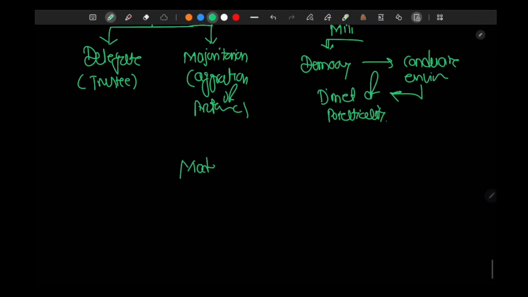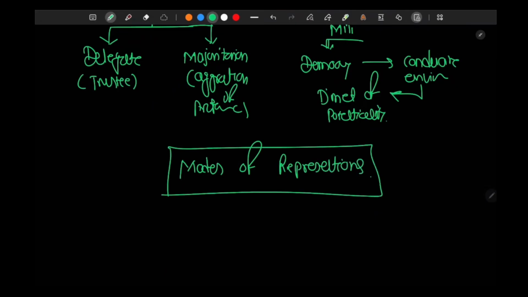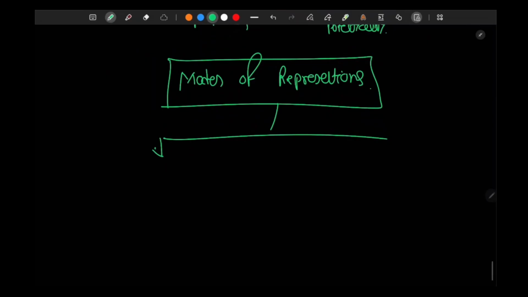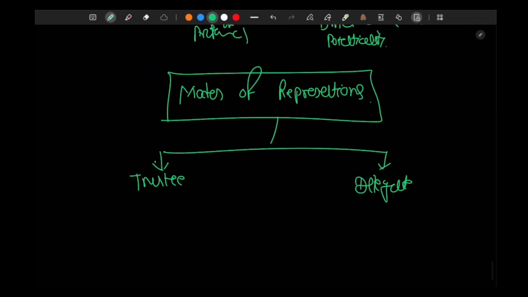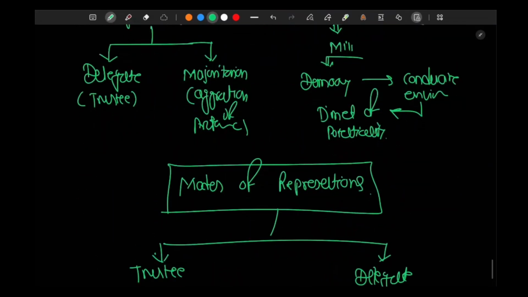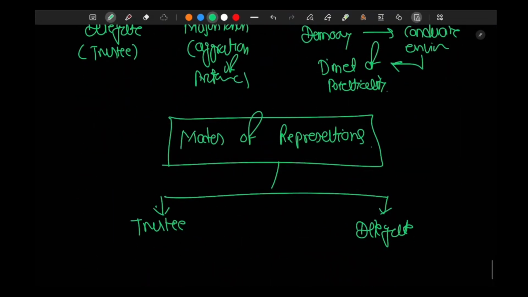Modes of representation, not models of democracy, but modes of representation. There are two modes of representation. First is trustee mode, and second is delegate mode. Trustee mode sees representatives as representatives of parliament, and delegate mode sees MPs as MPs of their constituencies. So this is the difference. Do not mix these two. And yeah, I hope this helped.